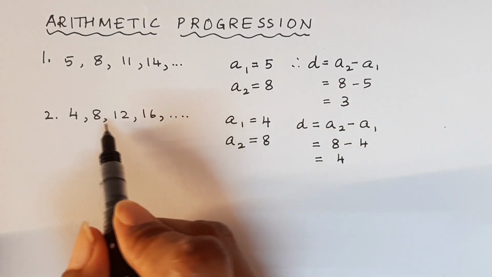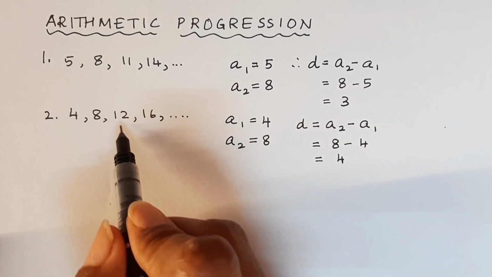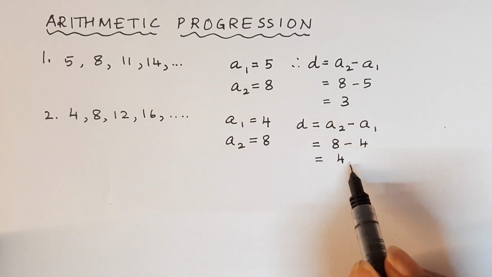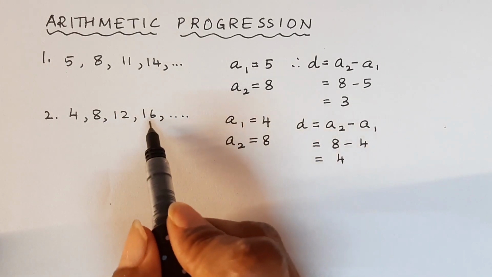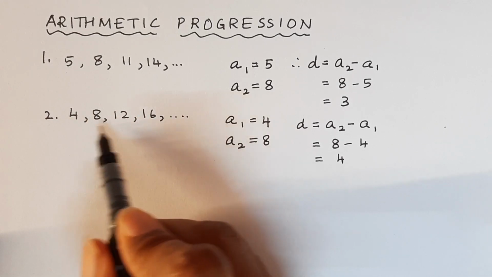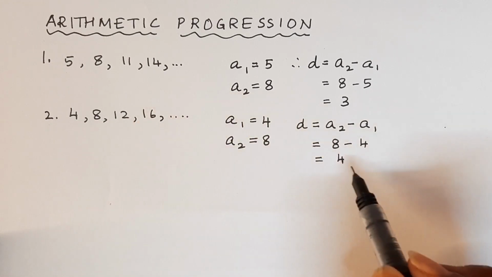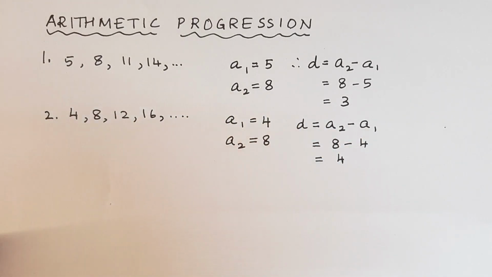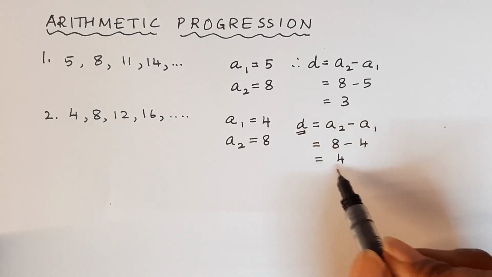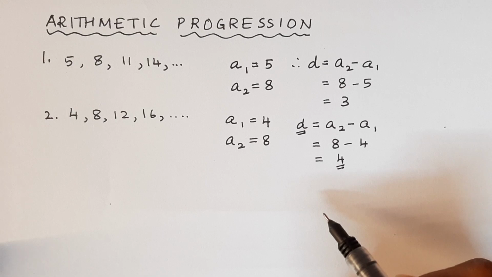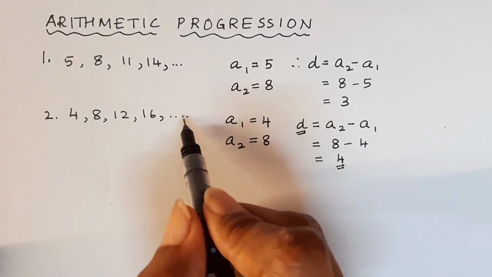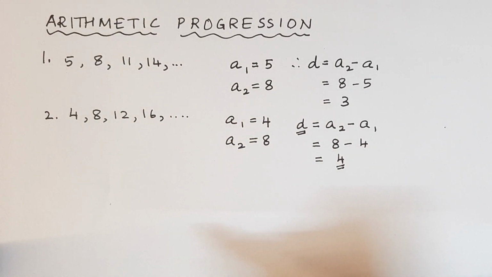So now let us look at, this is A2, this is A3. Does A3 minus A2 also give us 4? Yes. Does A4 minus A3, that is fourth term minus the third term, does it give us 4? 16 minus 12 also gives us 4, which means this is the common difference. So can I predict the fifth term? The fifth term will be 16 plus 4, which will be 20.